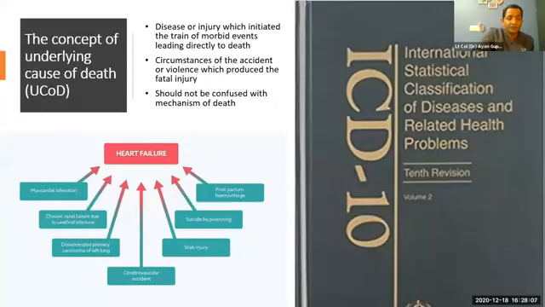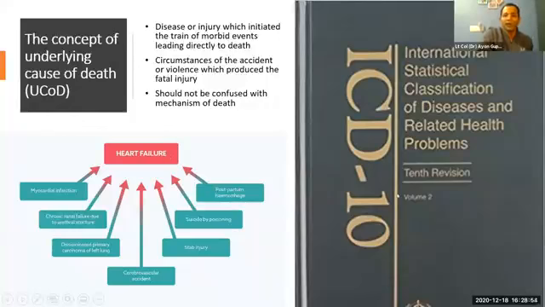So let us see, just to refresh the concept of underlying cause of death once again. It is the disease or injury which initiated the train of morbid events leading directly to death. Or it can be the circumstances of the accident or violence which produced the fatal injury. And it should not be confused with the mechanism of death. So if you see this figure, heart failure is the mechanism of death. Patient died finally due to heart failure. But the heart failure could have been due to all these causes. So these were the underlying causes. And this has to be correctly identified by the physician and coded in the last line of part 1 of the medical certificate of cause of death.